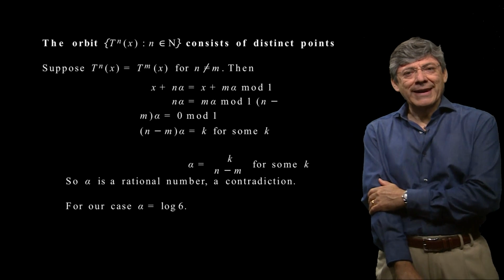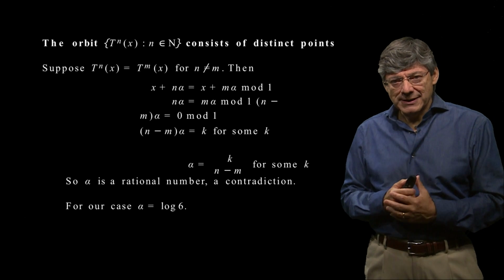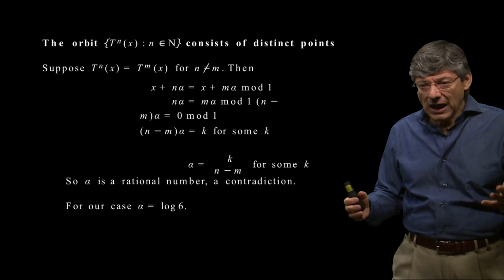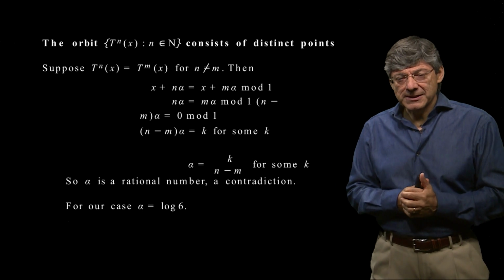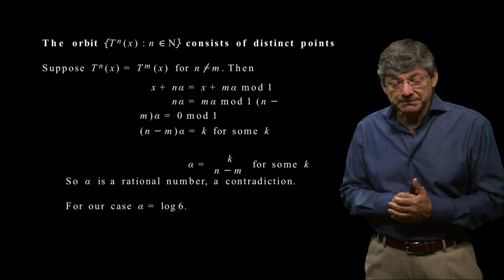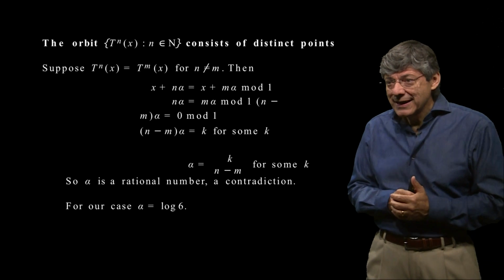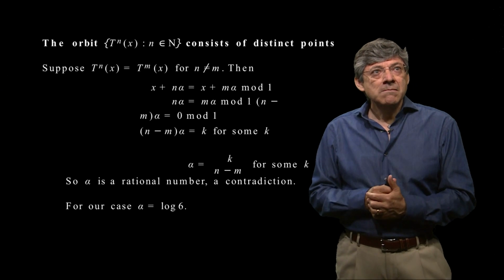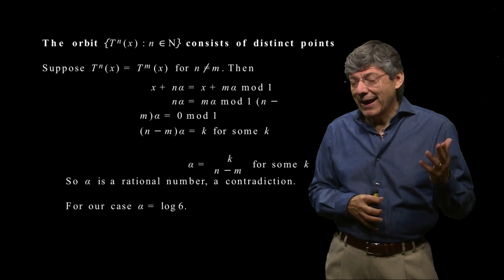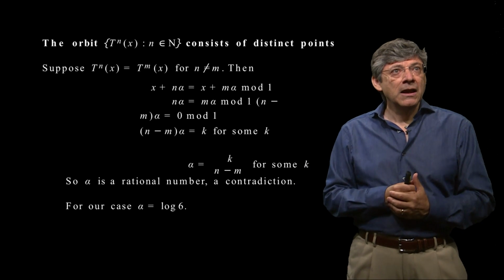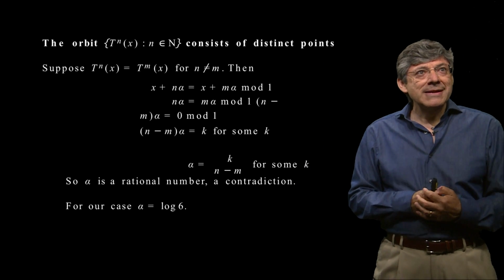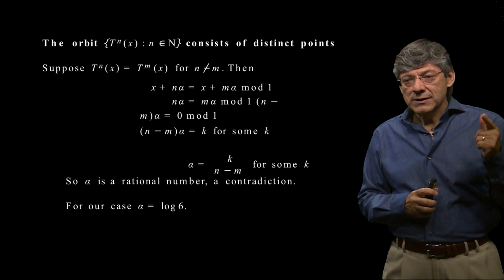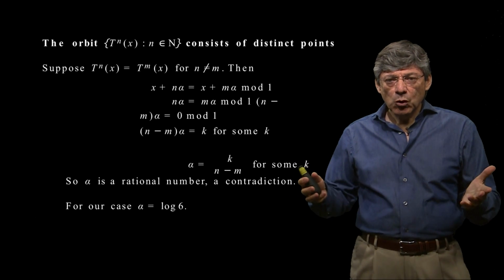So let's prove the first fact, that all points in the orbit are distinct. So let's assume not. Suppose that there is some n and m distinct, so that those points are the same. t to the n of x equals t to the m of x. Let's write down. So that means that x plus n alpha equals x plus m alpha mod 1. Canceling the x's, we see n alpha equals m alpha mod 1. So that means that n minus m times alpha equals 0 mod 1. 0 mod 1 means it is an integer.